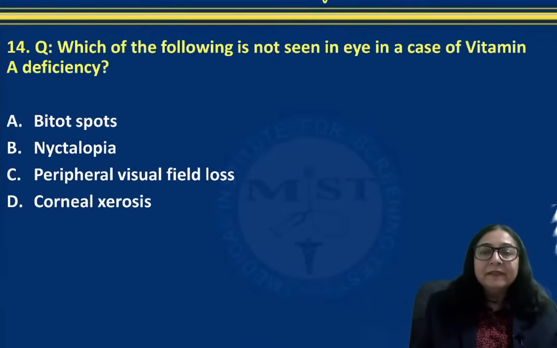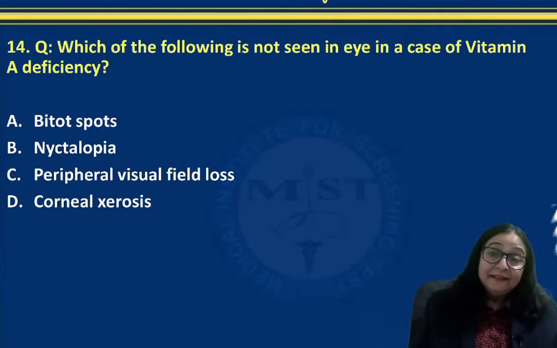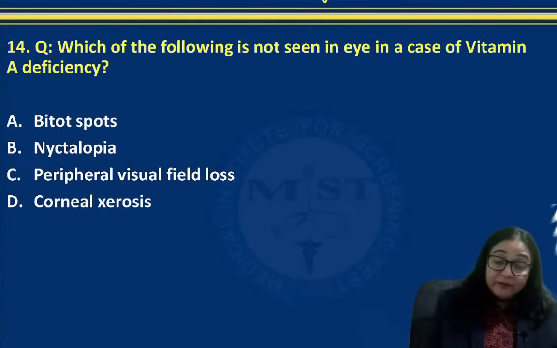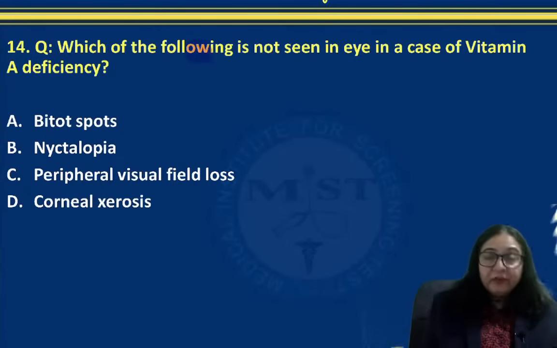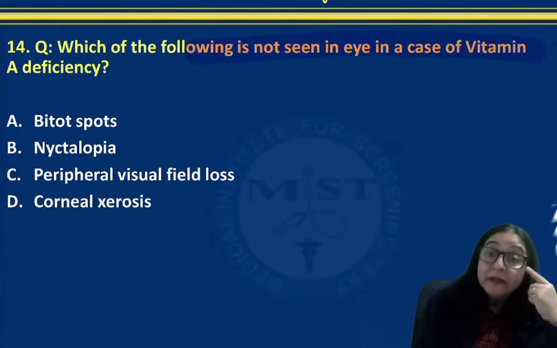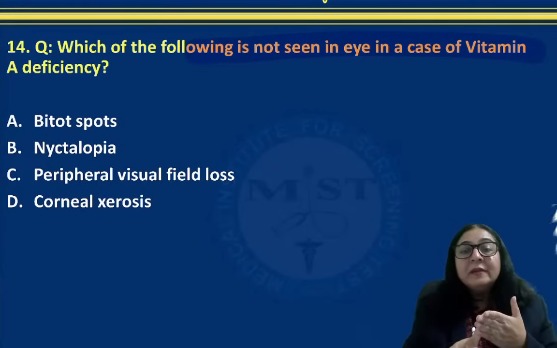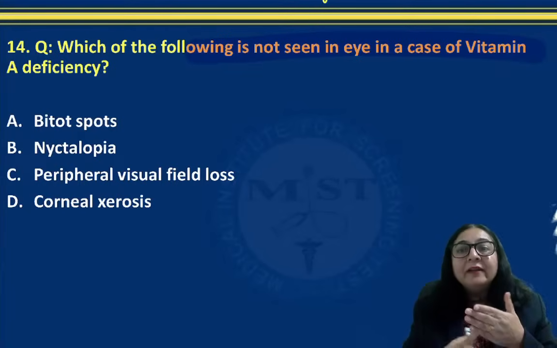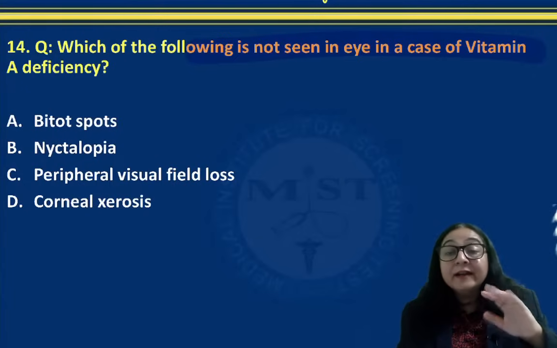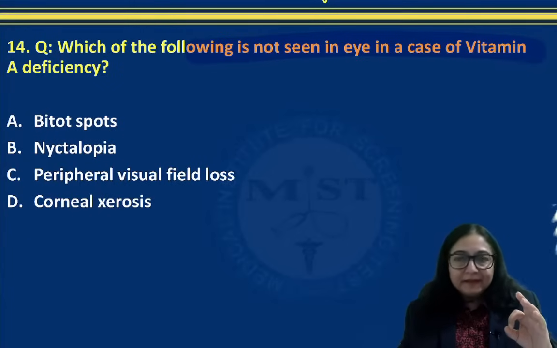Very easy one. It's an easy question, but you do get these easy questions in the exam. Which of the following is not seen in an eye in case of vitamin A deficiency? To attempt this question, you should know what are the signs and symptoms which happen in vitamin A deficiency in the eye. Again, it's very important in your exam to look at words like not seen, not found, not correct, so do not miss those words and make silly mistakes.